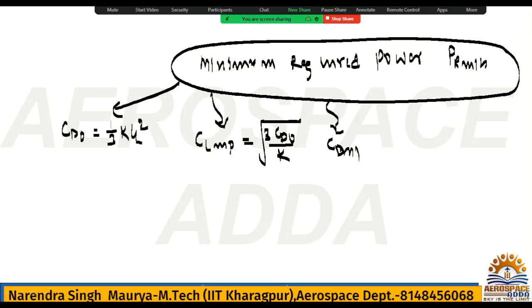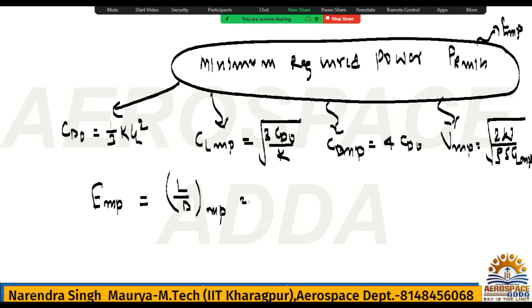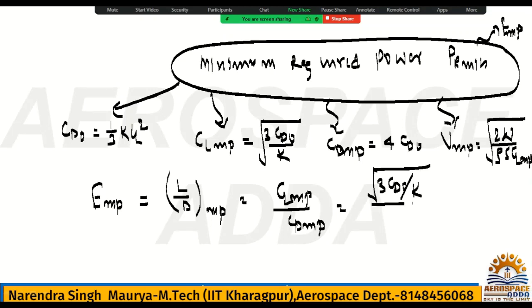Then we have CDMP, which is nothing but 4 CD naught. Then VMP was 2W divided by rho S CLMP. Yes or no? These are the parameters. If required, EMP also. What is the EMP? Aerodynamic efficiency at minimum power is nothing but L by P. Why am I recalling this? Because we are going to solve a problem now. This is the condition for minimum power required.